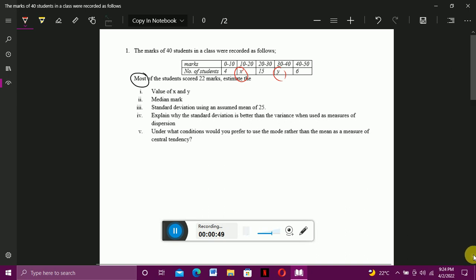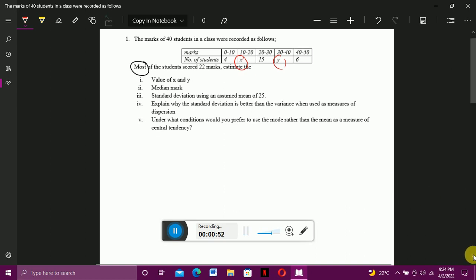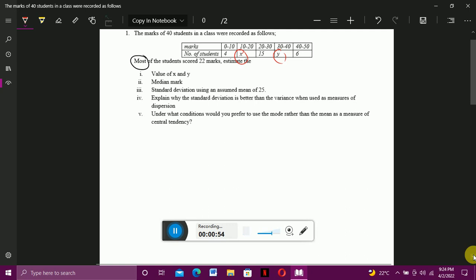So we start by interpreting this word most. We know most stands for mode. So we recall the formula for mode of grouped data.